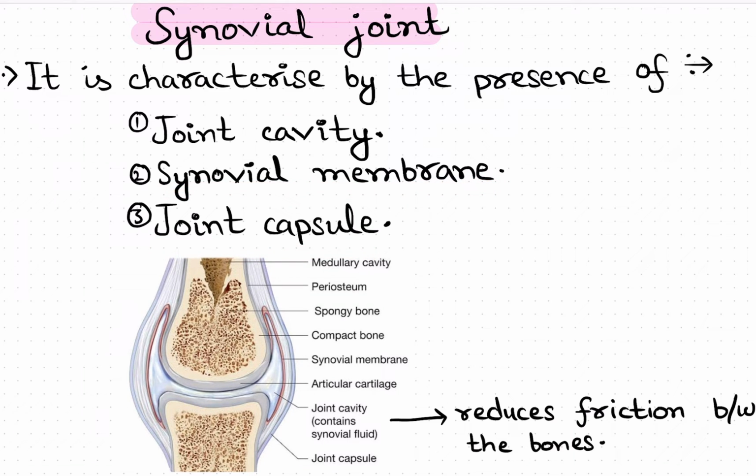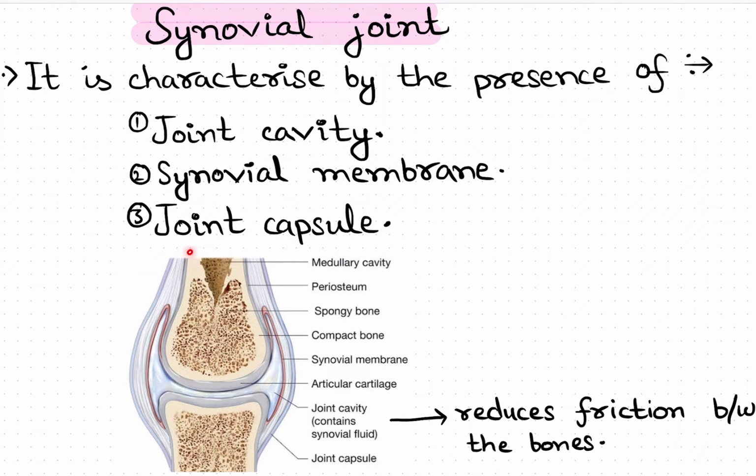As we studied, fibrous joint was made up of fibrous tissue. The cartilaginous joint was made up of hyaline cartilage and fibrous tissue, fibrocartilage. Similarly, synovial joint is made up of synovial fluid, synovial membrane, joint cavity, and joint capsule.